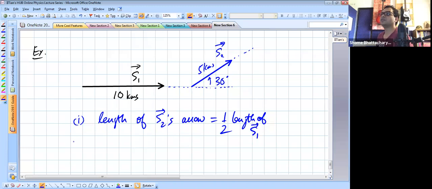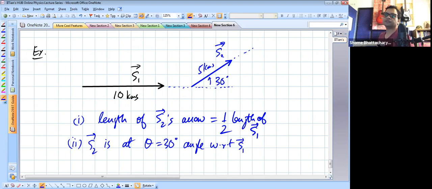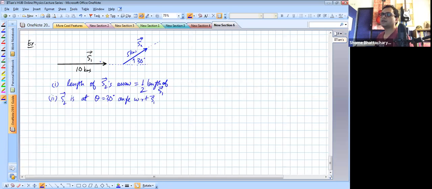And the second thing is, you can see that S2 is at theta equal to 30 degrees angle with respect to S1. That is the other information that this is giving. Okay. So this is how these two arrows give me simple information about the two vectors S1 and S2. So just make a quick review and note of this.